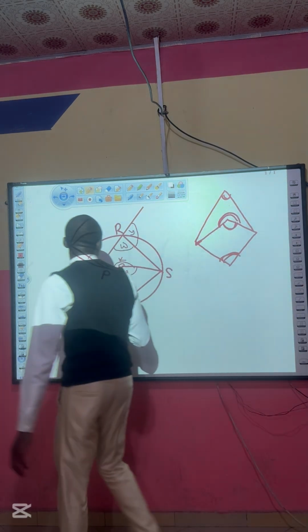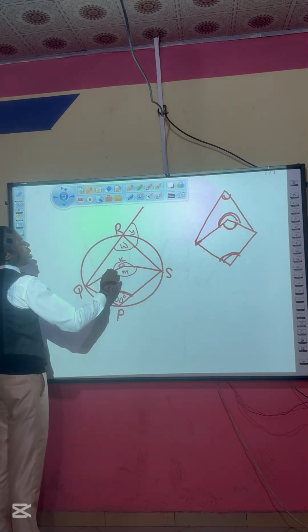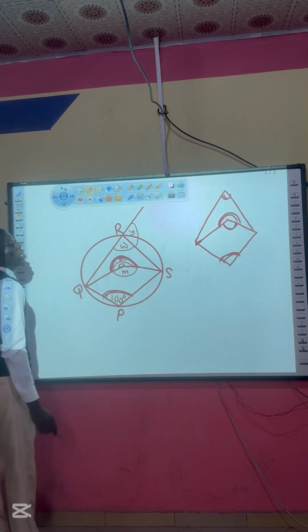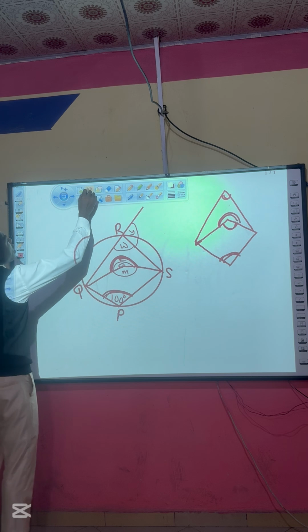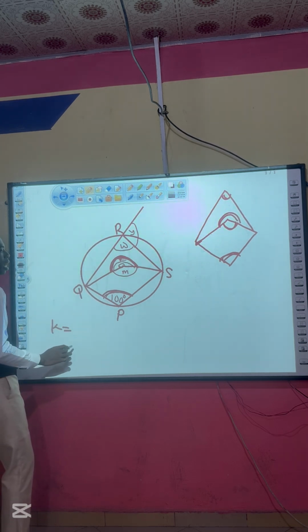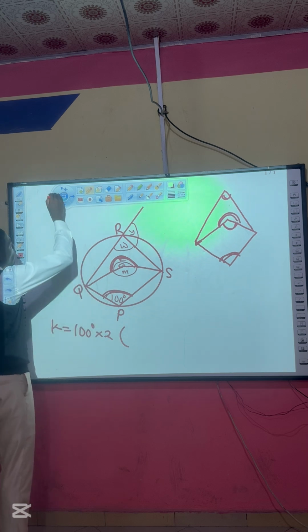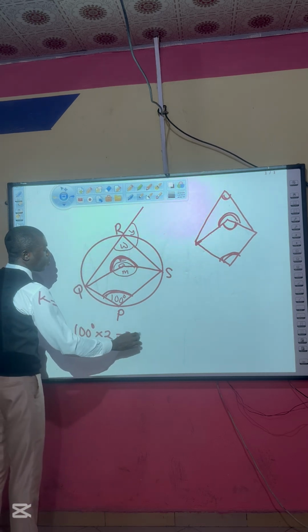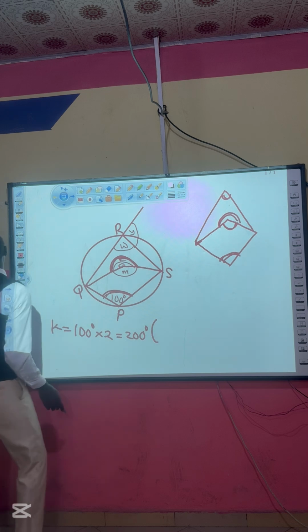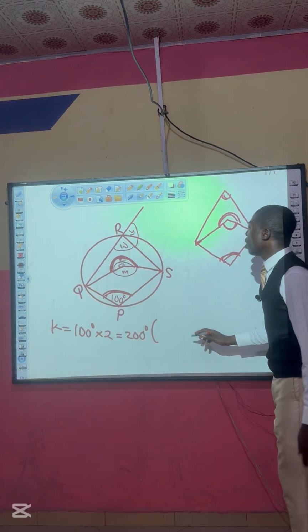This 100 degrees here has connection with this angle K. That's what I'm saying, angle K, this place. So that's where we start from. We're going to say K is equal to 100 degrees multiplied by 2. What's the reason? Let's give the answer first. This is equal to 200 degrees. And the reason for doing that is what?